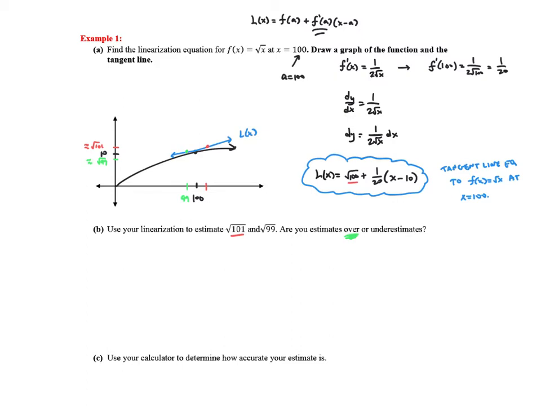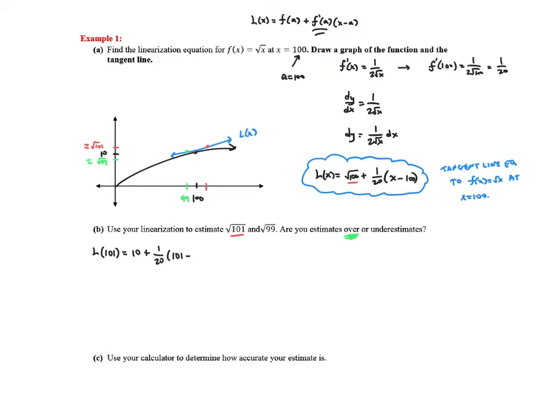Whoops, 101. Actually, I'm sorry. Let me utilize my linearization model and show you how I'd like you to work this. So L of 101 is equal to the following: 10, which is the square root of 100, plus 1 over 20 times 101 minus, and I messed up my linearization model. That should have been x minus 100. My bad. I cleaned that up.